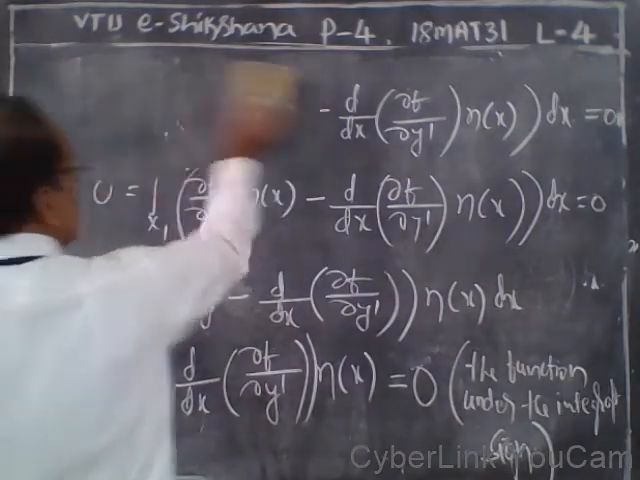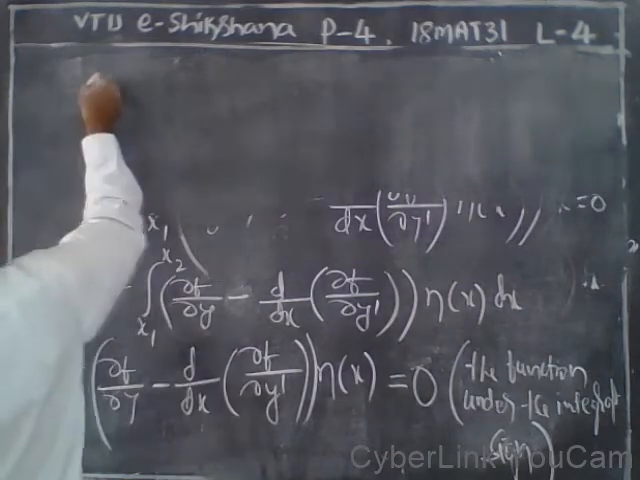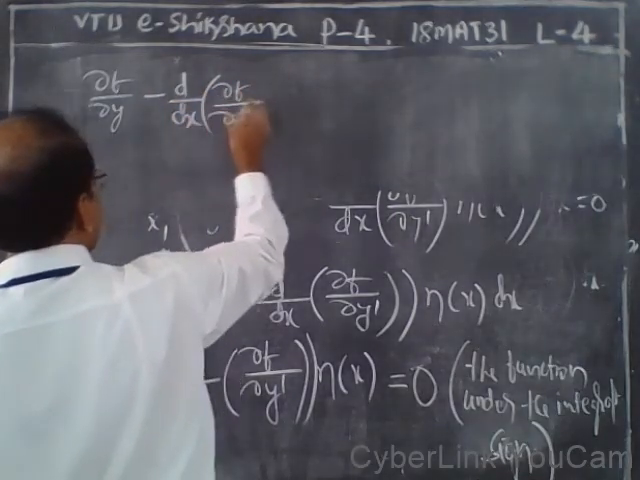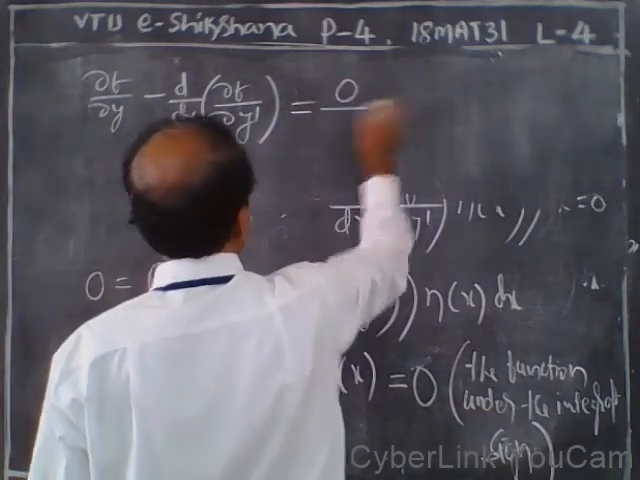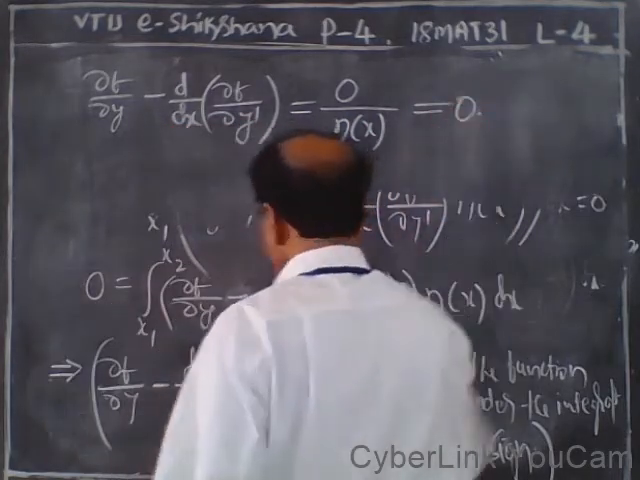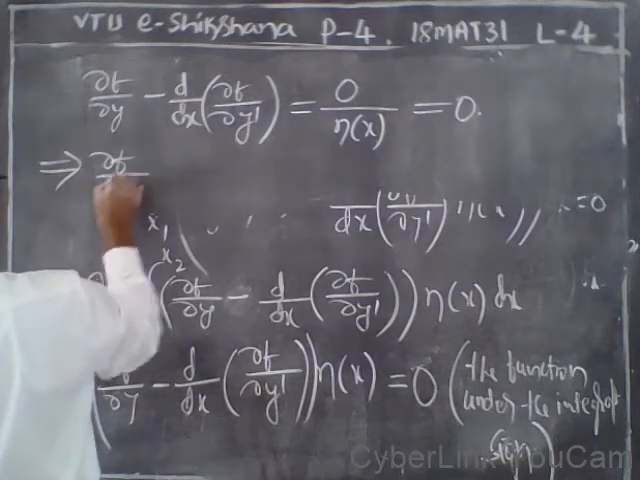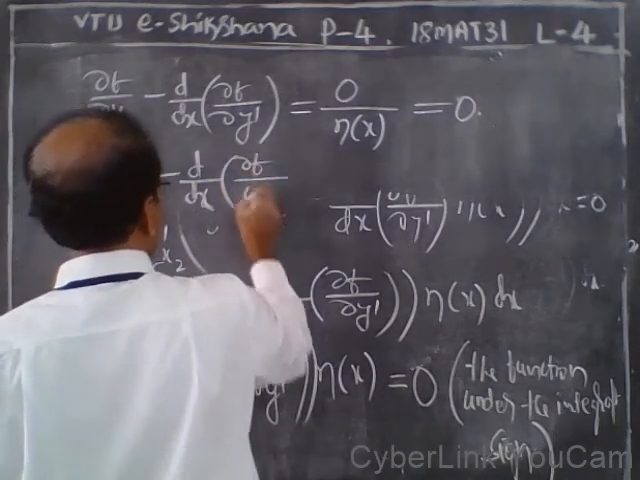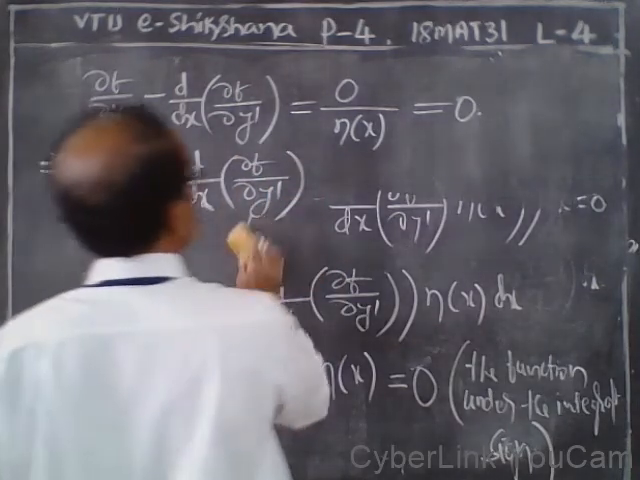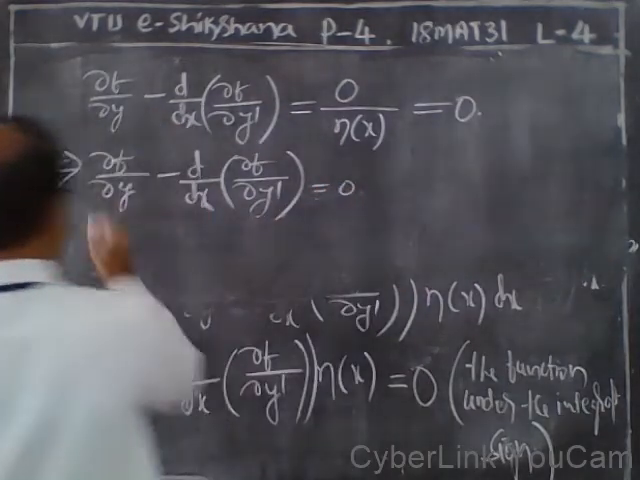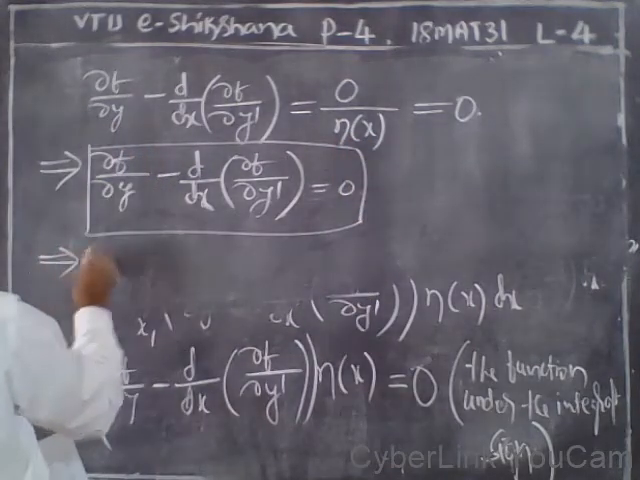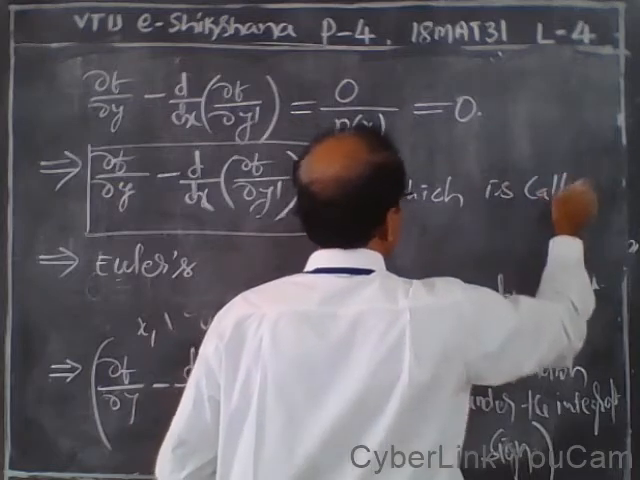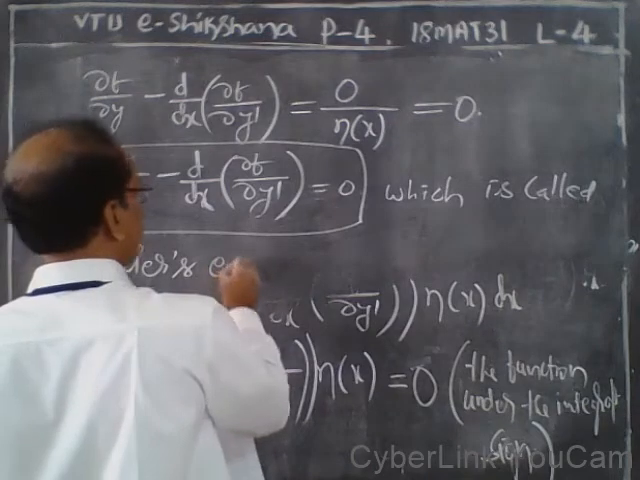So, what do we have to consider then? That is del f by del y minus d by dx of del f by del y dash, equal to 0 divided by eta of x. This value is equal to 0, which implies del f by del y minus d by dx of del f by del y dash is equal to 0. This is called Euler's equation.